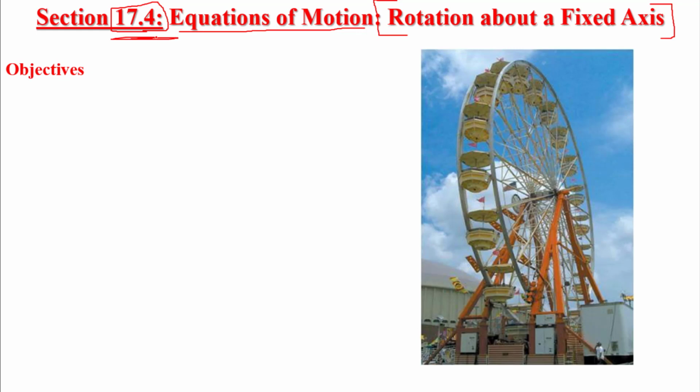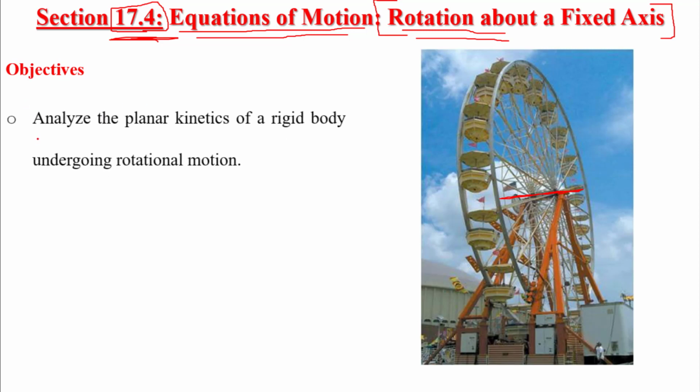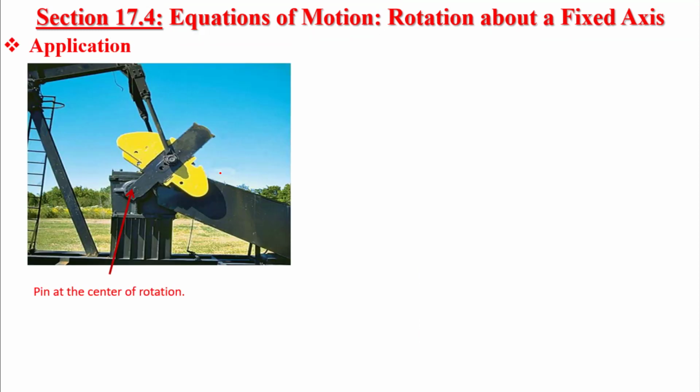Now in section 17.4 we'll continue the equation of motion, summation of force in x and y and summation of moment for the second type, rotation about fixed axis. And this is a very good example of rotation about a fixed point. Okay, so the objective of this section is to analyze the planar kinetics of rigid body undergoing rotational motion.